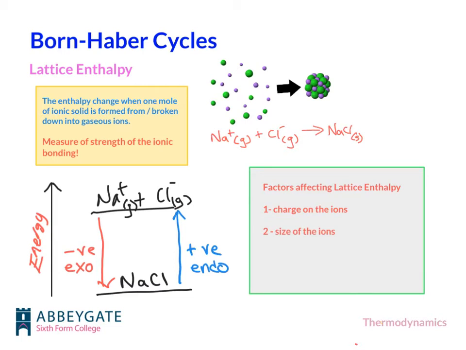So if we consider something like magnesium oxide, which is 2+ and 2-, and quite small ions, this is actually going to have a much greater magnitude of lattice enthalpy than it would be for sodium chloride, which is only 1+ and 1-.